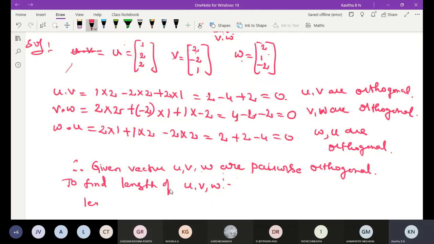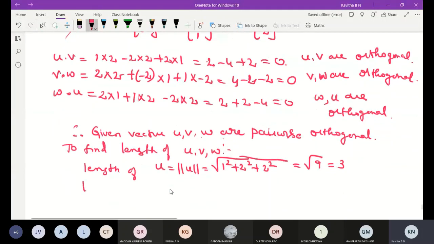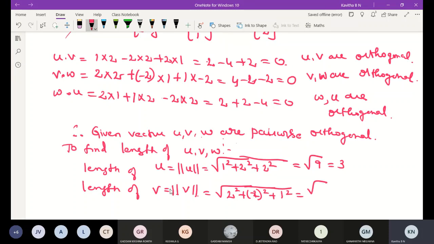The length of u is equal to square root of 1 square plus 2 square plus 2 square, which is equal to square root of 9, means 3. Okay, the length of v is equal to square root of 2 square plus minus 2 square plus 1 square, then square root of 9 is equal to 3.